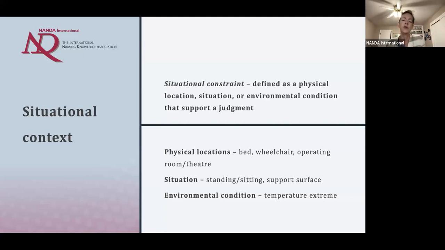So we didn't want to lose these things, but they no longer fit in the axes as they were being refined and defined. So we identified this situational context, and it is here that you will find these physical locations, situations, and environmental conditions. This is a new thing. It will take us some getting used to in terms of how we use it, when we use it, et cetera. But we do believe that it will help support clinical reasoning and clinical judgment. So that's why it's there. That's the situational context axis.